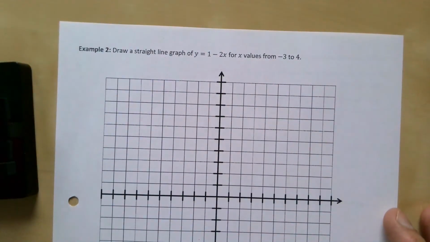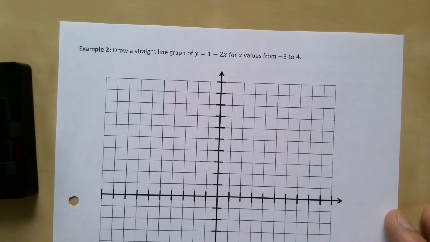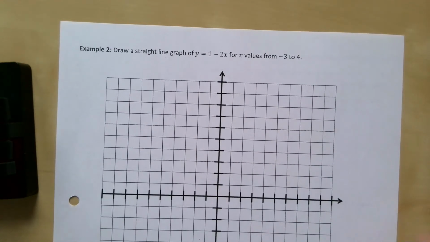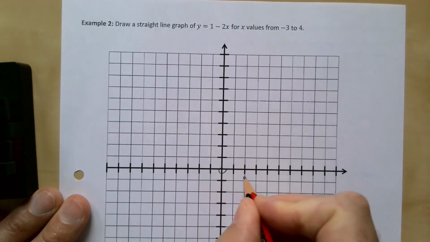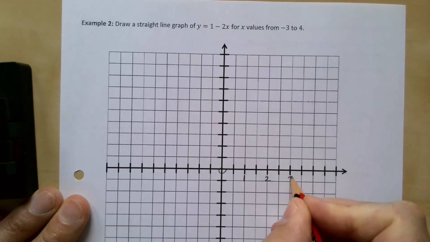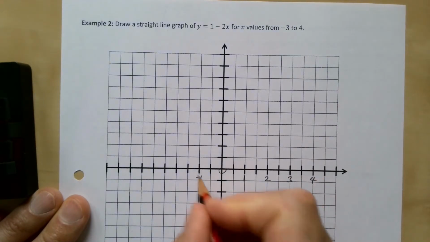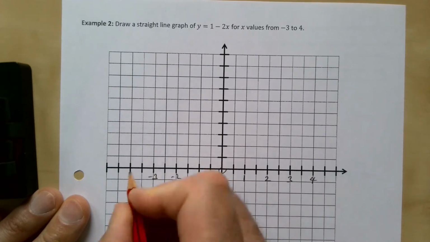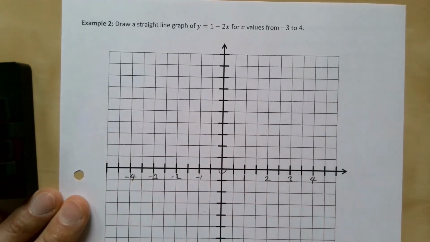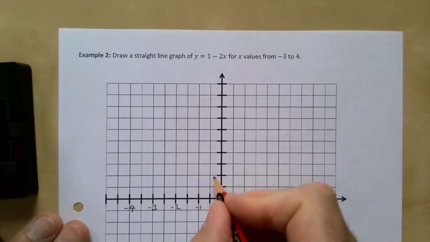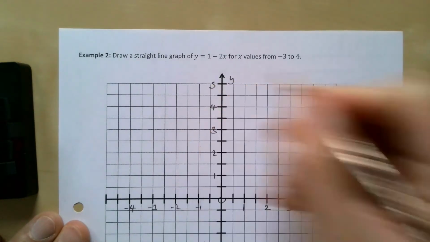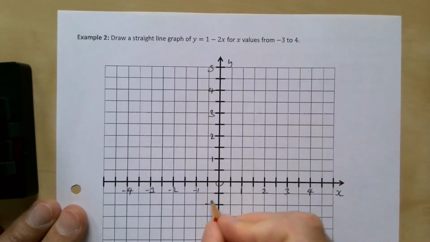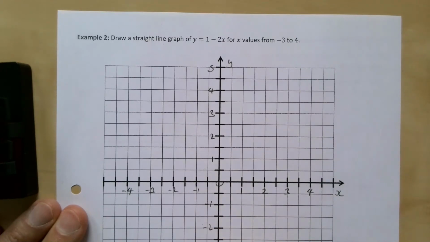Draw a straight line of 1 minus 2x for x values from -3 to 4. So looking at this scale here, I'm going to go 2 for each one. So I'm going to go with 0 here, and then 1, 2, 3, 4, -1, -2, -3, -4, and then I'll just keep the scale the same. It helps you to see the gradient. 2, 3, 4, 5. Of course, that's our y-axis. That's our x-axis, and then -1, -2, -3, -4, -5.